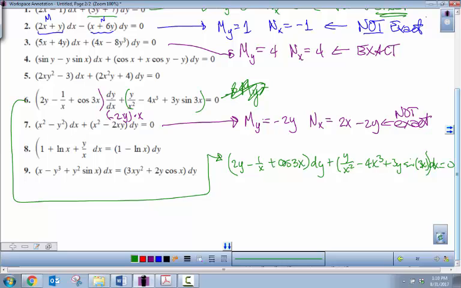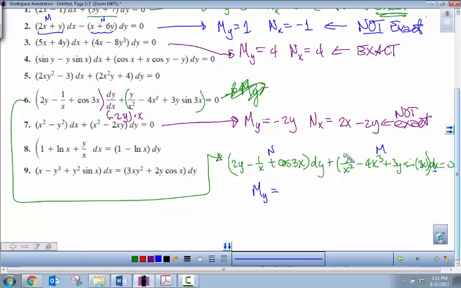Okay, so if we don't rewrite it as dx first, just remember that this is your m, the one next to the x, and this is your n, the one next to the y. So what is it again? My. I need to take the derivative of this thing with respect to y.